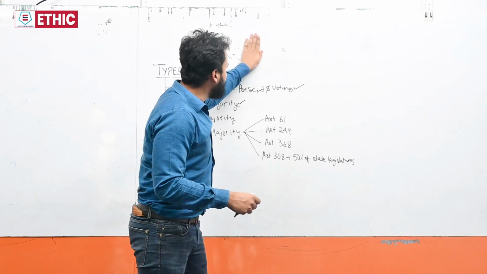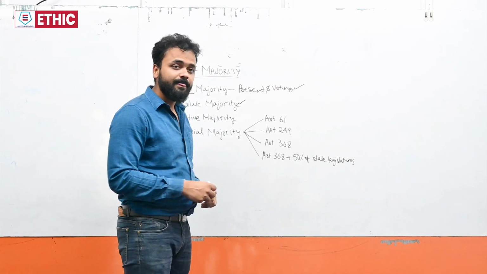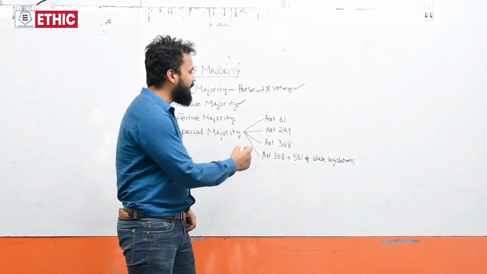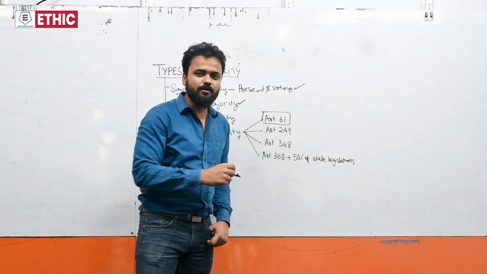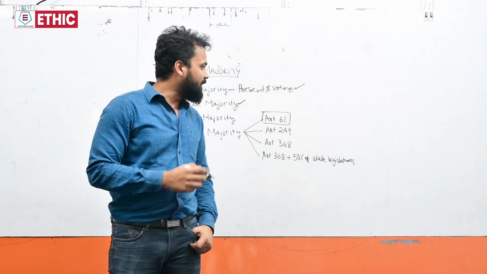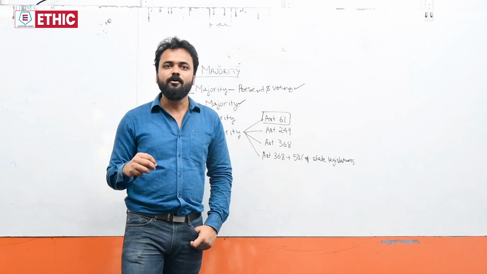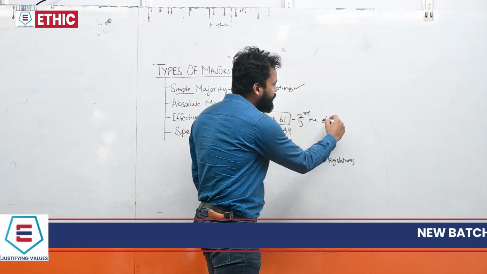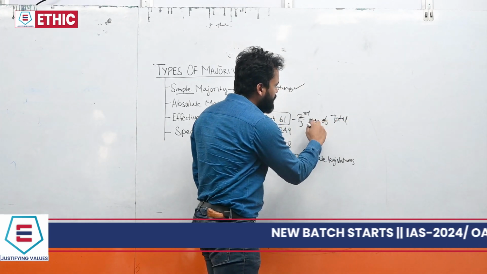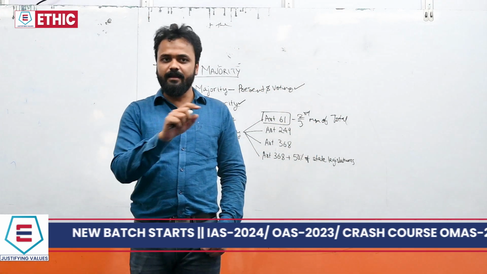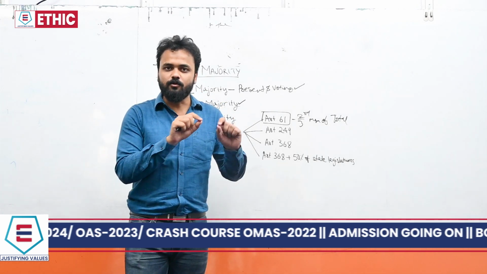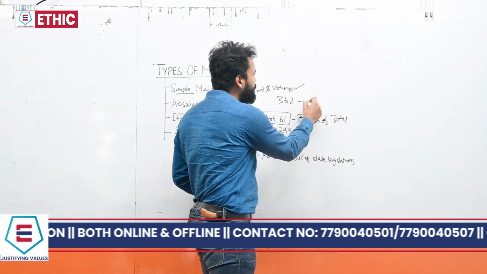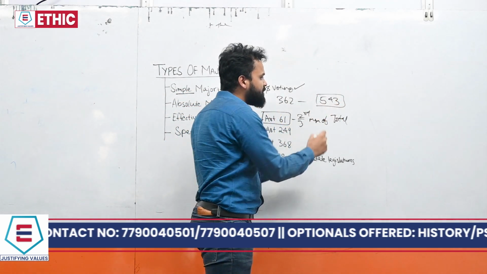Now coming to the final one, that is special majority. Now special majority is classified into 4 types. First is Article 61. This is used during the impeachment of the president. Under Article 61, to impeach the president, you need to have 2/3 membership of the total number. That is, in the case of Lok Sabha, it means 2/3 of 543. So you need a minimum of 362 if we compare it with the total membership of 543.